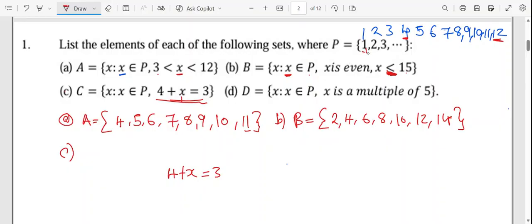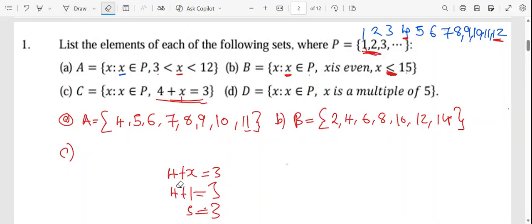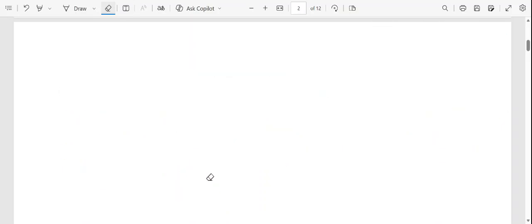Getting these values that we have been given, these values 1, 2, 3. If I'm to try 1, so that will be 4 plus whatever the x, I'll put 1, then that will be 5 is equal to 3. Is this true? Okay, let me just go back to that.